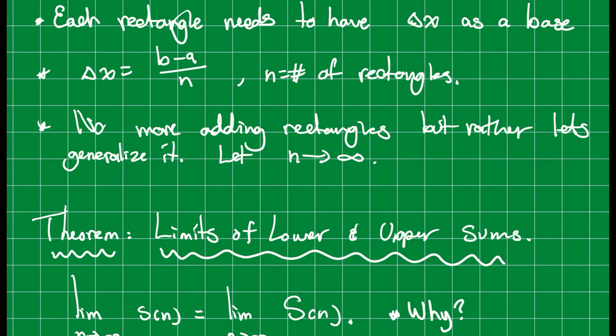The more rectangles that you have, the smaller delta x becomes, right? So now you can either have n going to infinity, which is equivalent to me saying delta x going to 0. So if we theoretically let that happen, how do we calculate delta x? Well, we still do b minus a over n, and remember, n is the number of rectangles, not what interval you are going to. Okay, so now let's do this theorem.